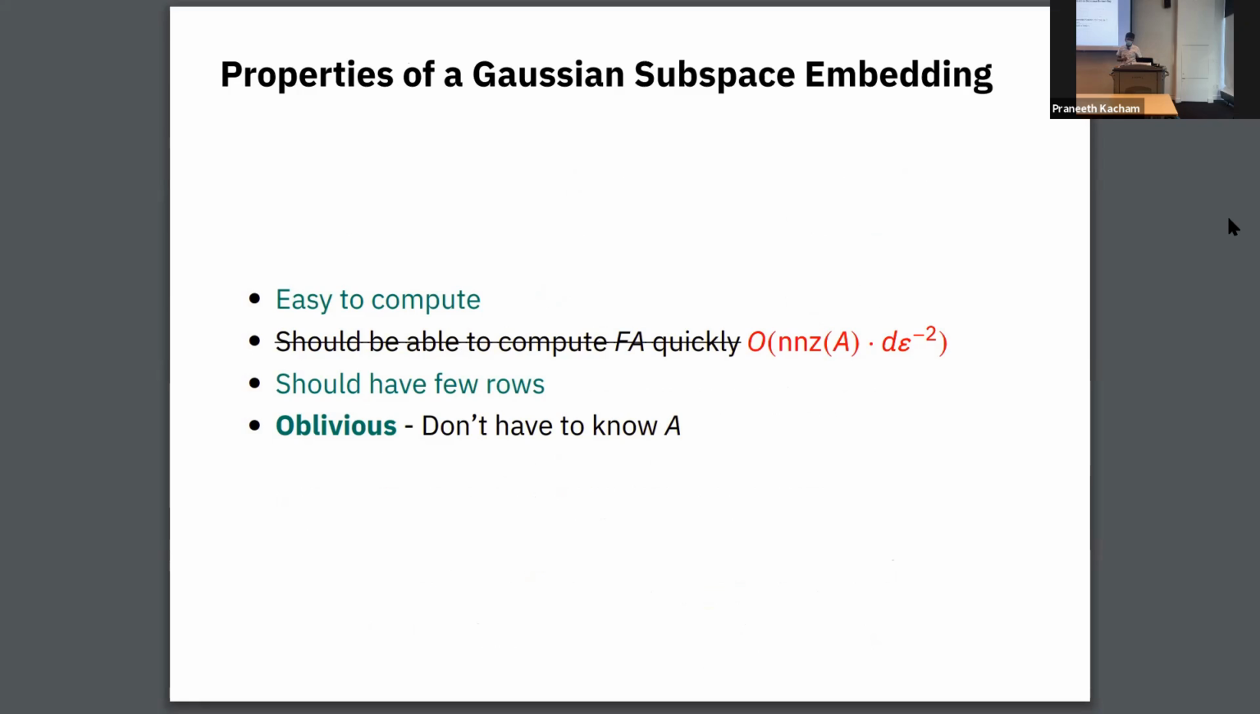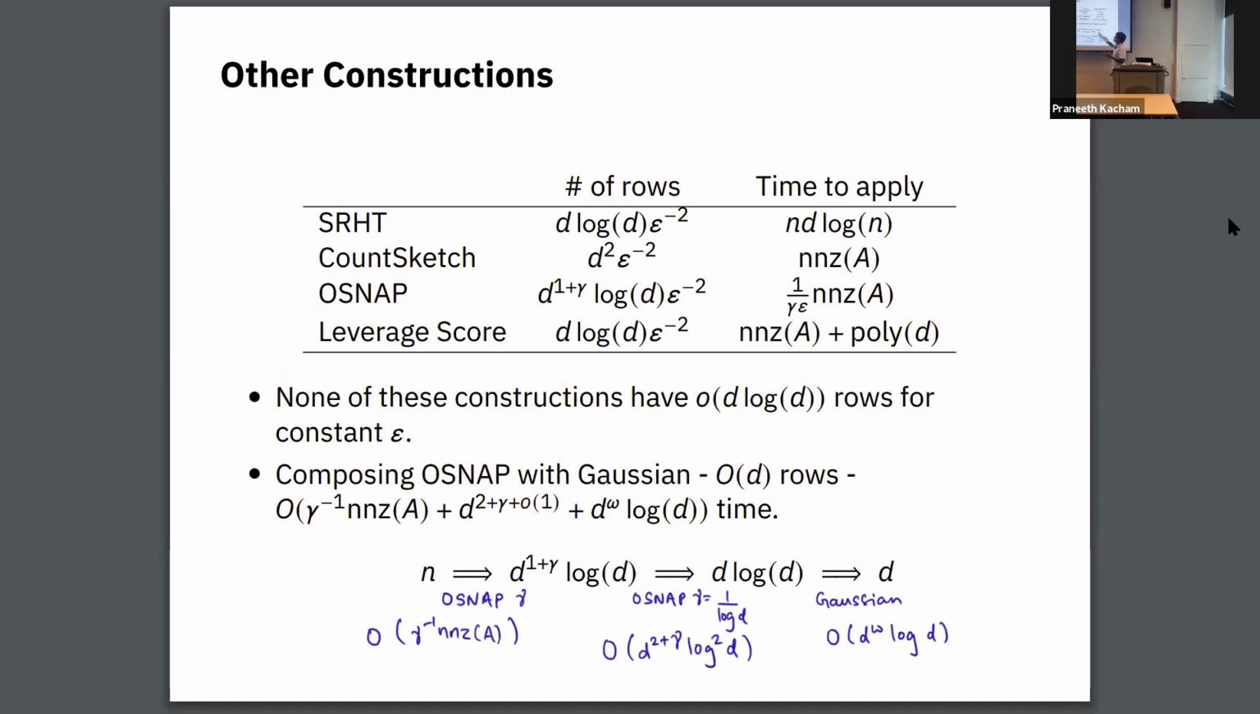So people try to fix these problems of Gaussians. One of the issues is we cannot apply it to the matrix A quickly because G is very unstructured, right? Each entry of G is independently sampled and it is very dense. So it's hard to apply to a given matrix A. So people proposed other constructions of subspace embeddings.